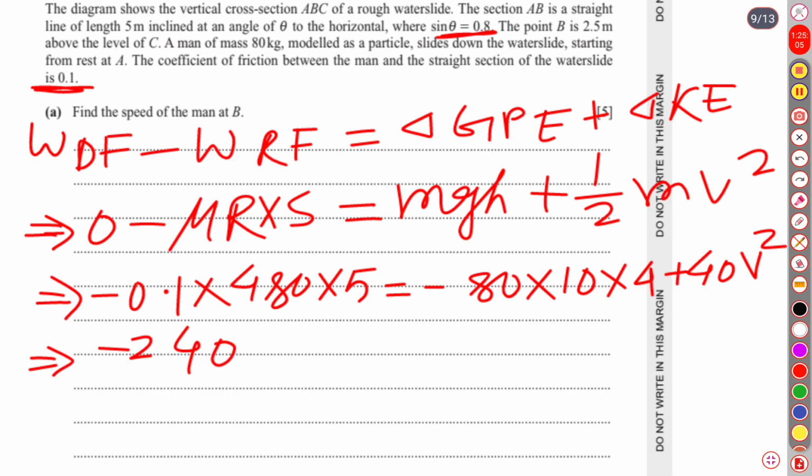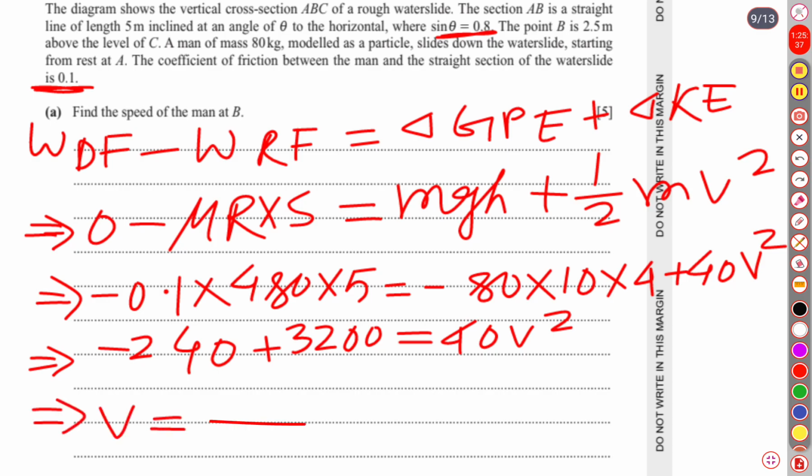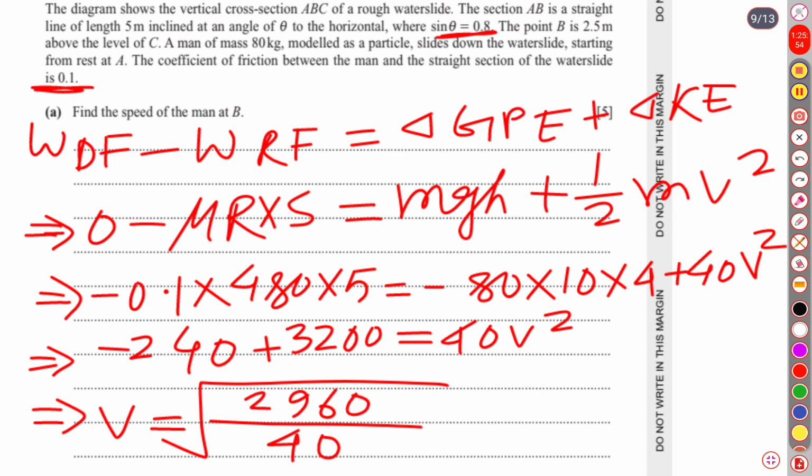From the right side, if we bring this, it is going to be positive 80 into 10 into 4, that is 3200. 3200 is equal to 40 v square, so we can write 40 v square, or our v is going to be, if we subtract 240 from 3200, it is 2960, and due to the square it is going to be the square root of 2960 over 40, 0 can be dissolved, so it is going to be 76.